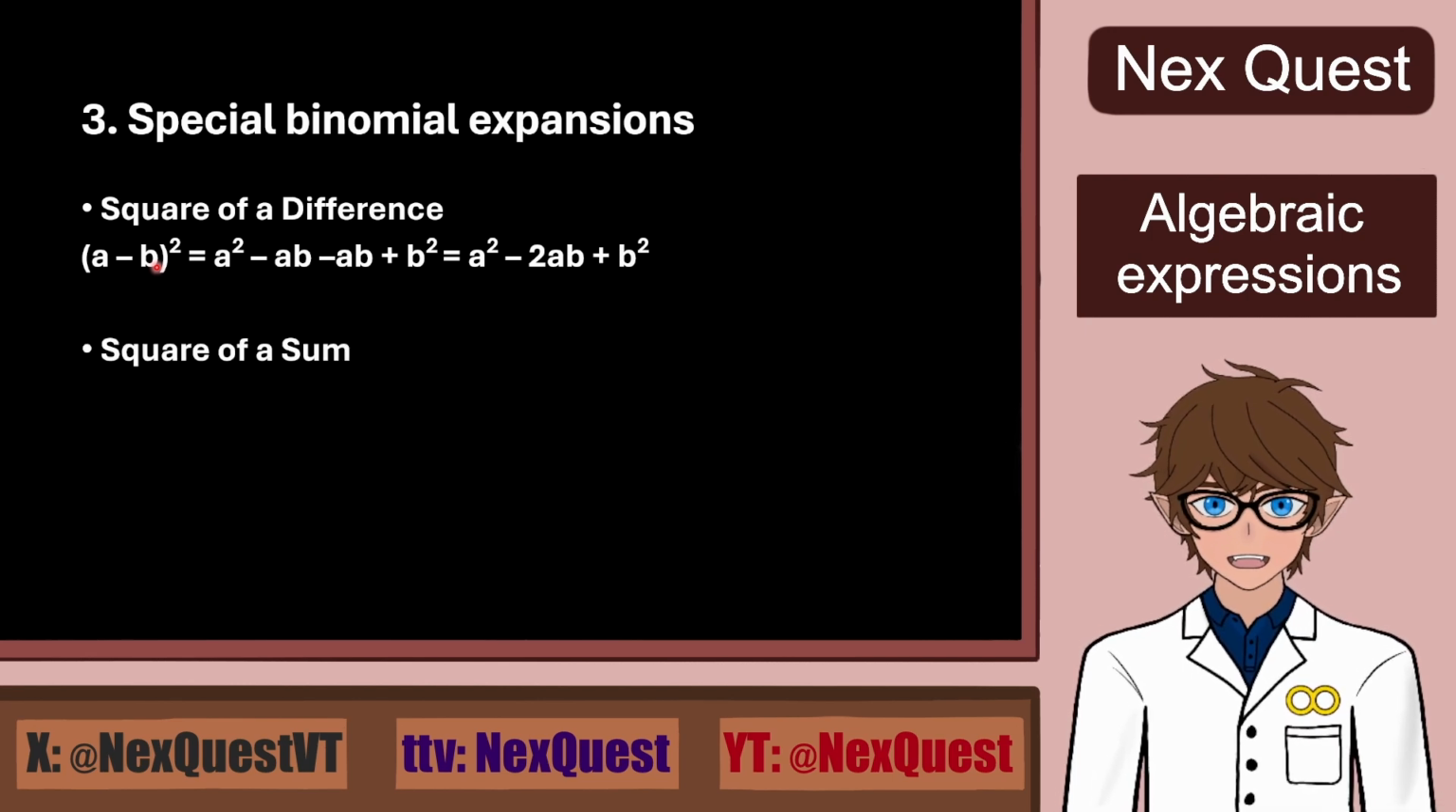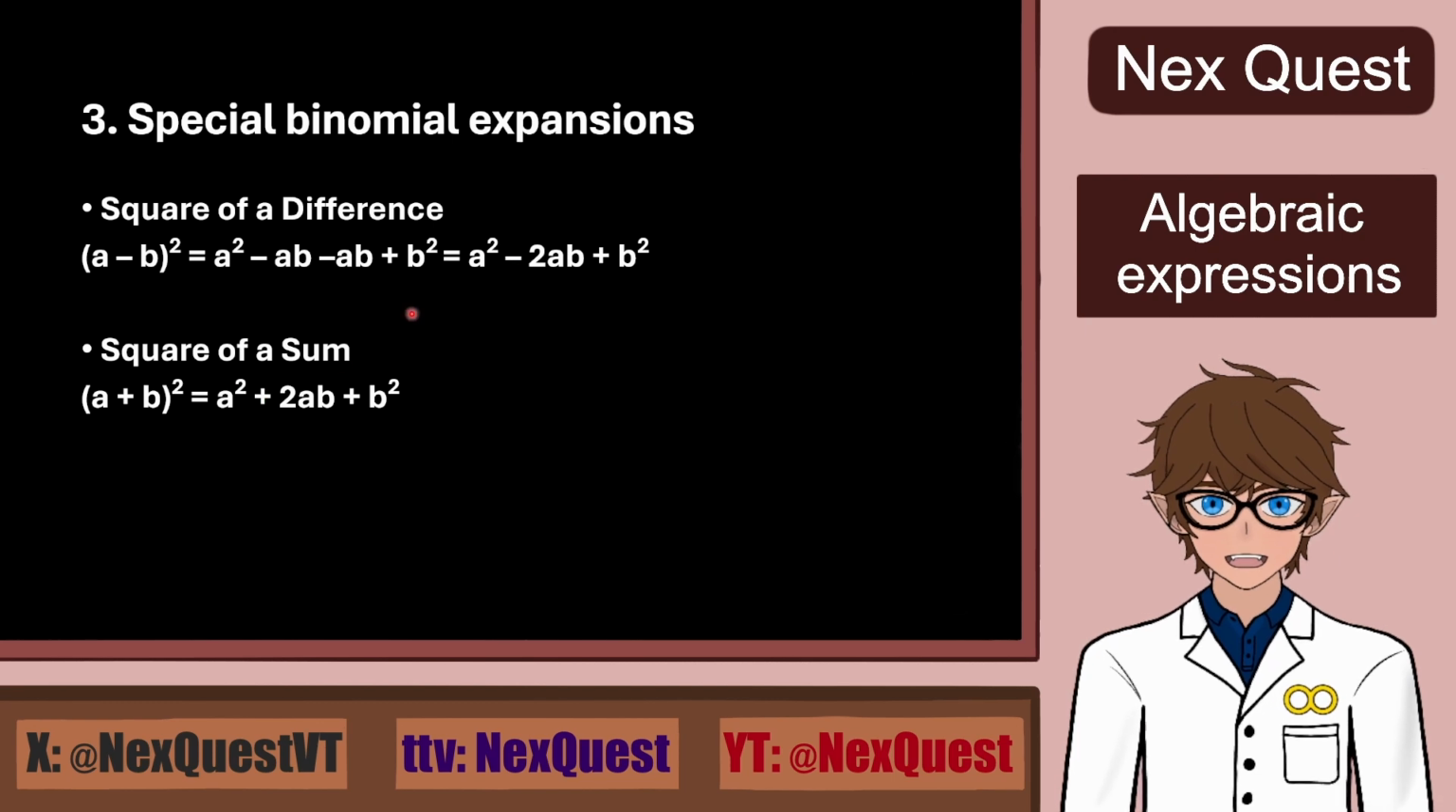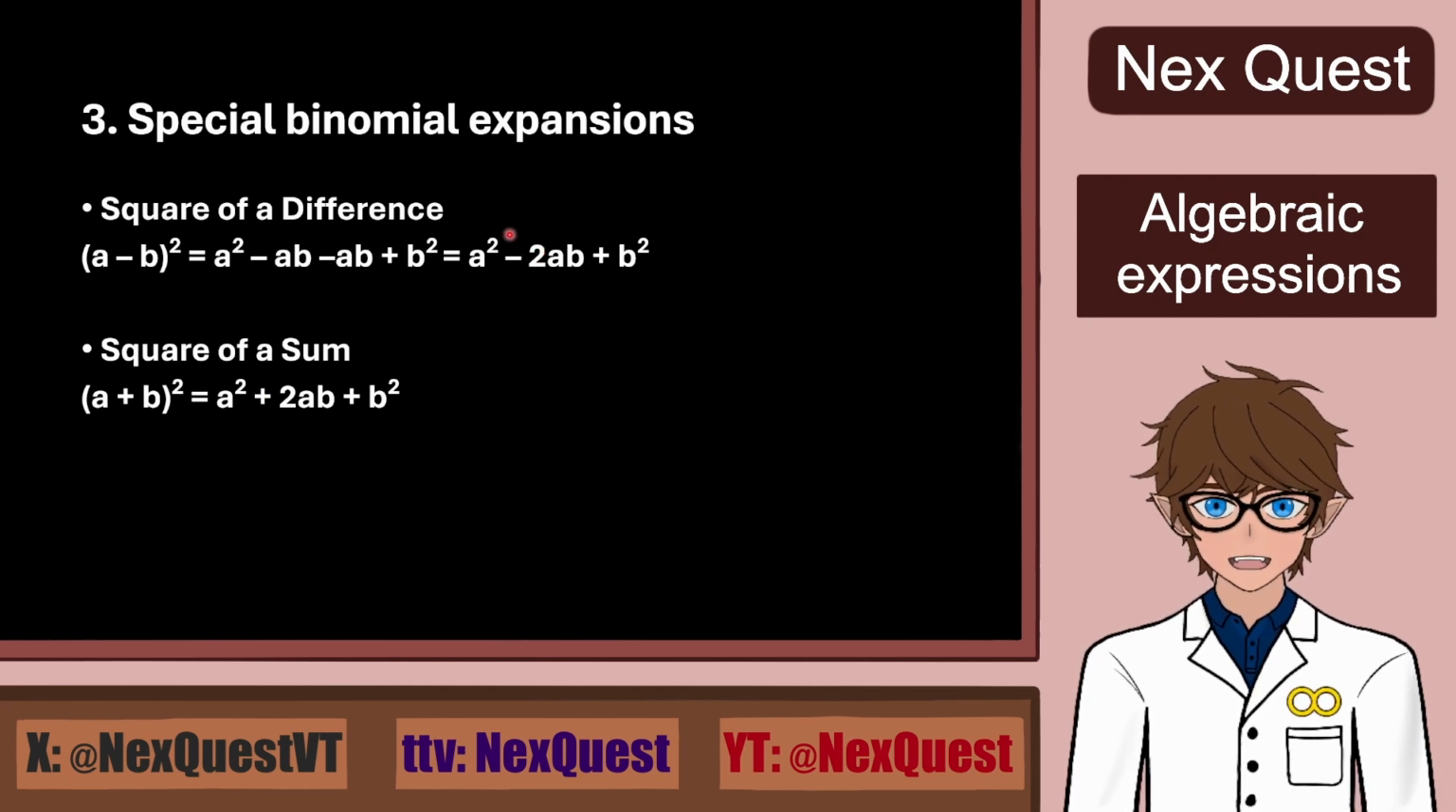The same thing can be done for the square of a sum, so a plus b to the power of 2 equals a squared plus 2ab plus b squared. I hope you notice that there is a slight difference between the two, and this difference stems from the rules that I established at the start of the video.